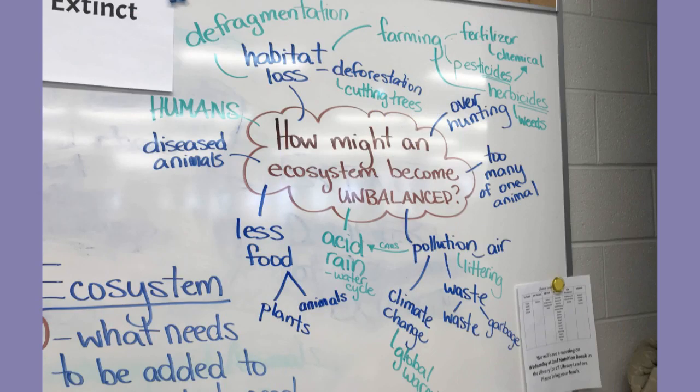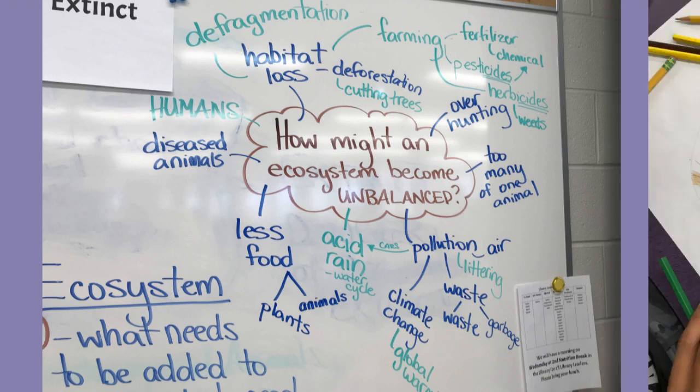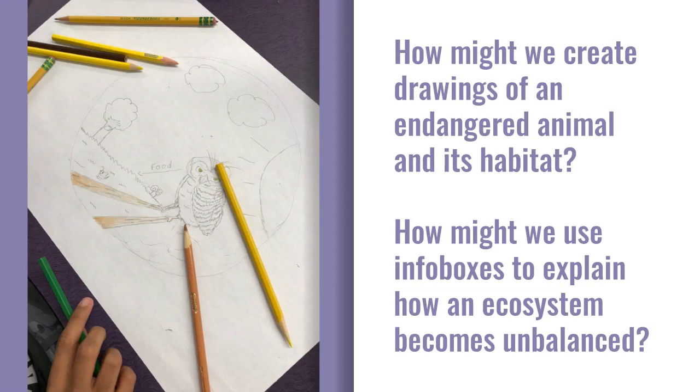As our research progressed, students were able to layer in more sophisticated vocabulary and understanding about an ecosystem and how it becomes unbalanced. They were able to directly connect it to the animal they were researching. Students worked in pairs to create a drawing of the habitat of the animal they had researched.